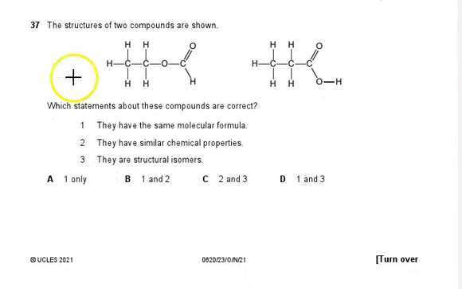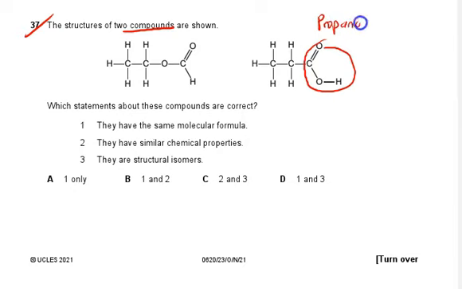Okay, number 37 here. The structures of two compounds are shown. We have here two compounds. This is an acid. This is a propanoic acid. Which statement about these compounds is correct? They have the same molecular formula. Yes, it is. They have the same molecular formula.